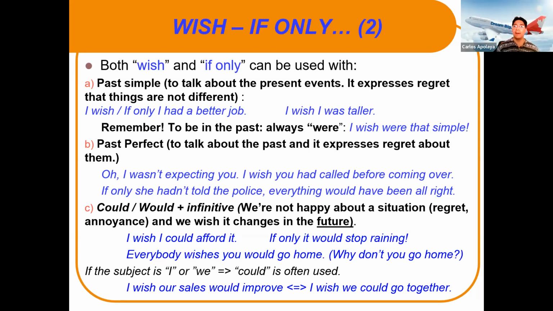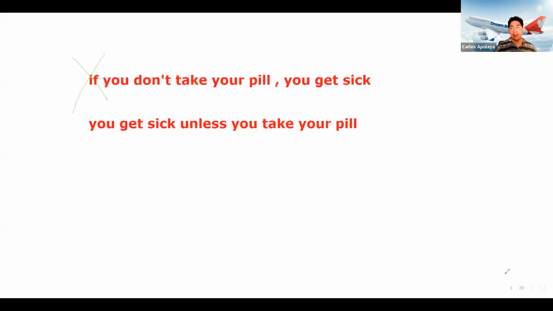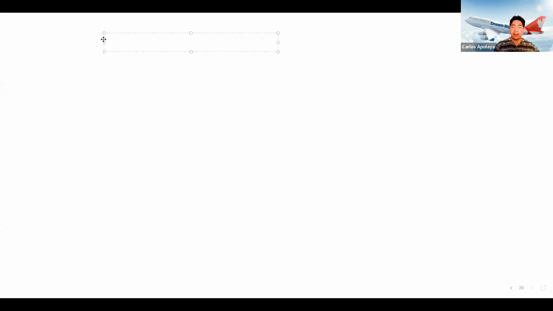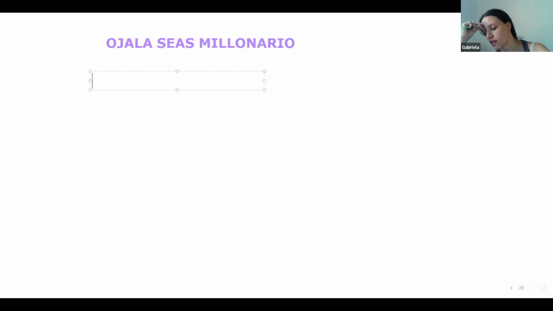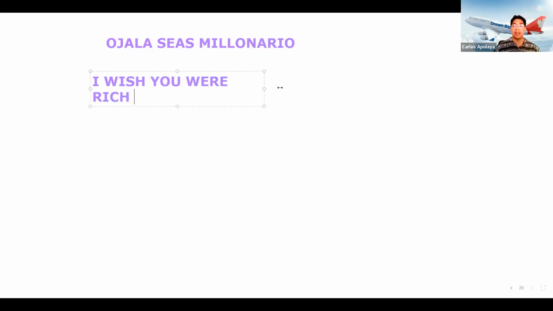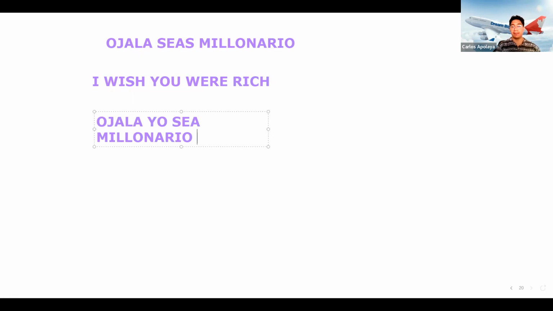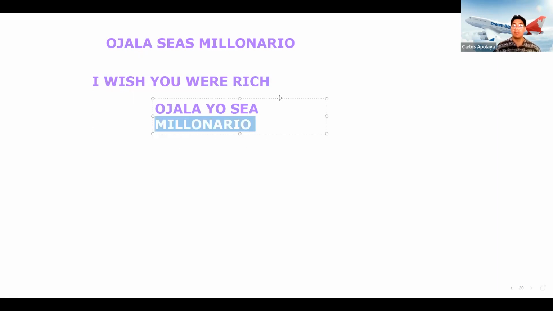No. Nope. No sé. Trucazo. Truco, siempre con los truquitos. Mira. Truco, Gaby, truco. Por ejemplo, quiero que me digas, oye, ojalá seas millonario. Ya lo sabes. ¿Cómo sería? I wish you were rich. Listo. Siguiente. Ojalá yo sea millonario. Yo mismo me lo deseo. I wish I were rich.